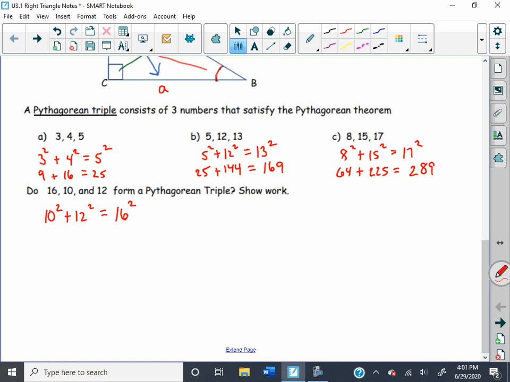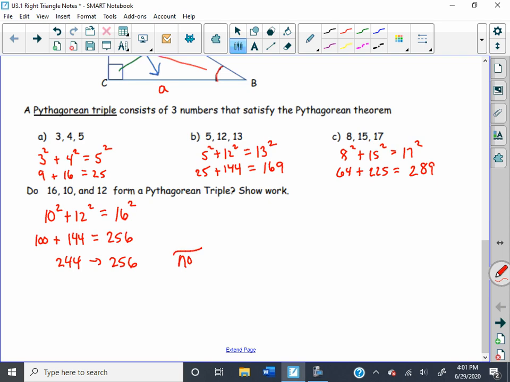So 10 squared is 100 plus 12 squared, 144. And 16 squared, I believe, is 256. If we add 100 and 144 together, that's 244, and we are comparing that to 256. Since they're not equal, it doesn't form a Pythagorean triple.